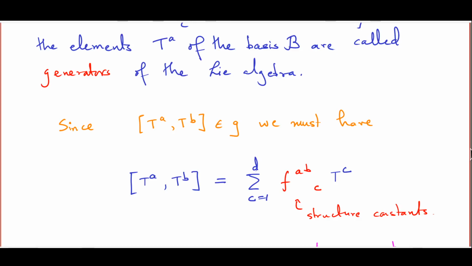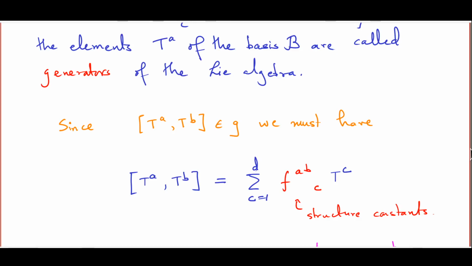So the commutator of Ta and Tb must be of the form sum over c, c going from 1 to D, of f_ab^c T_c, where the numbers f_ab^c actually tell us exactly what the structure of the Lie algebra is, and that is why these numbers are called structure constants.